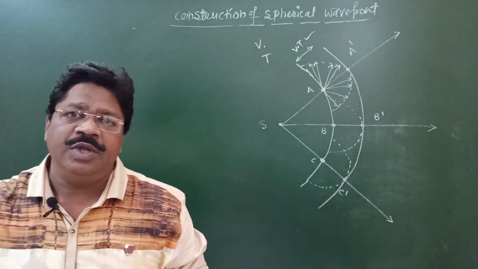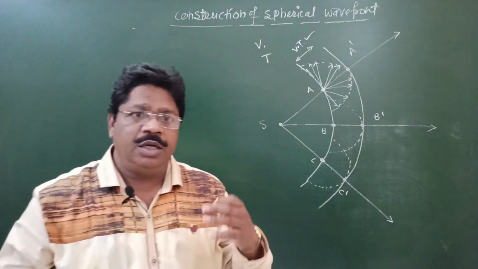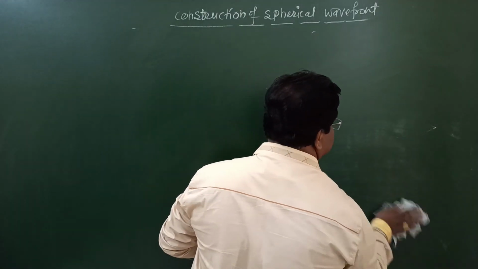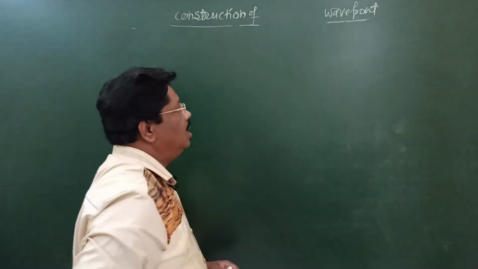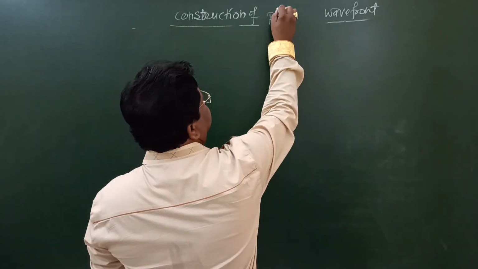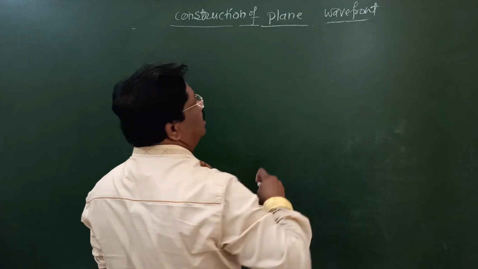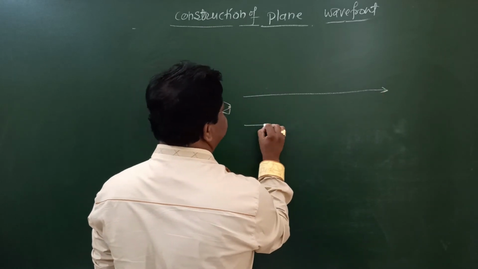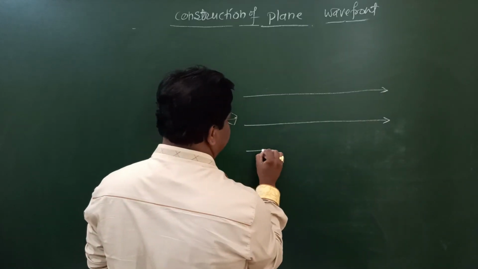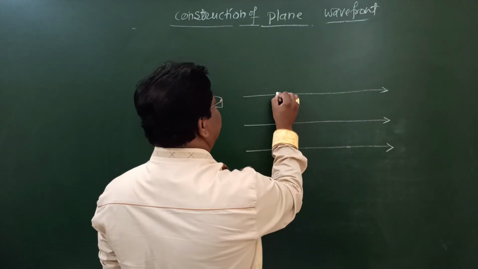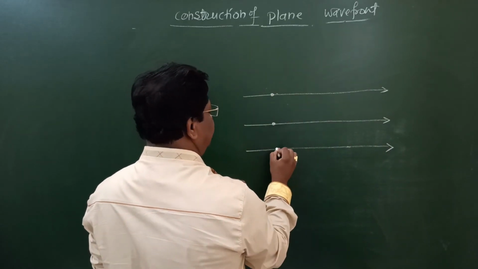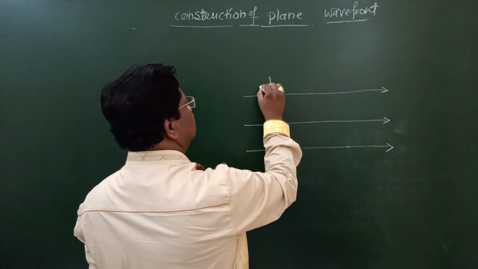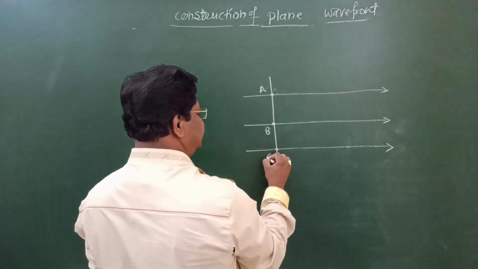Then let us discuss the construction of the plane wave front. For this purpose, consider these waves, with point A, point B and point C.